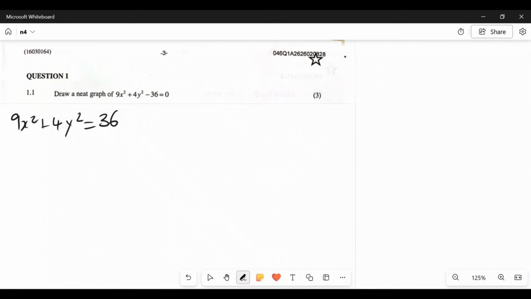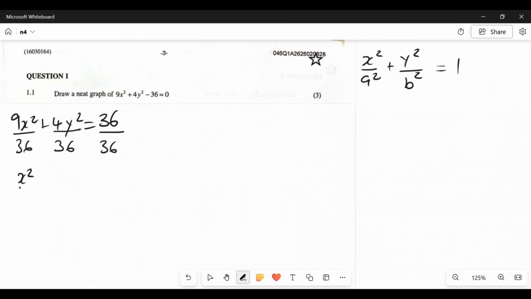If you don't know, there is a formula for an ellipse. It goes like this: x squared divided by a squared plus y squared divided by b squared, all equaling 1. So we have to make this equation equal to 1. To do that, we divide by 36 throughout, all the terms, because 36 divided by 36 gives us 1. As for the first term, we're going to have x squared divided by 4, and the second term, y squared divided by 9, and all this is going to be equaling 1.